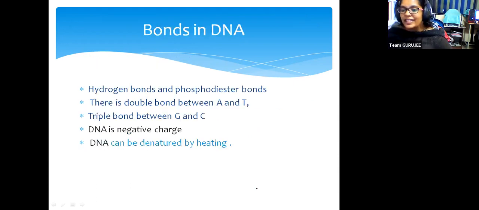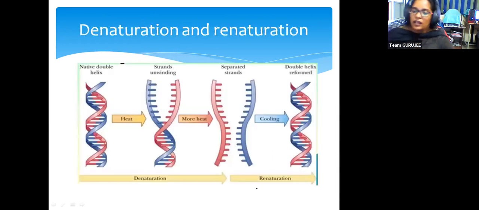Next, bonds in DNA. What are the bonds present in DNA? Hydrogen bonds and phosphodiester bonds. Okay, DNA has a negative charge, so it can undergo denaturation and renaturation. When DNA is treated with heat, the strands will separate. That is called denaturation. And when it is cooled, it will renature again.